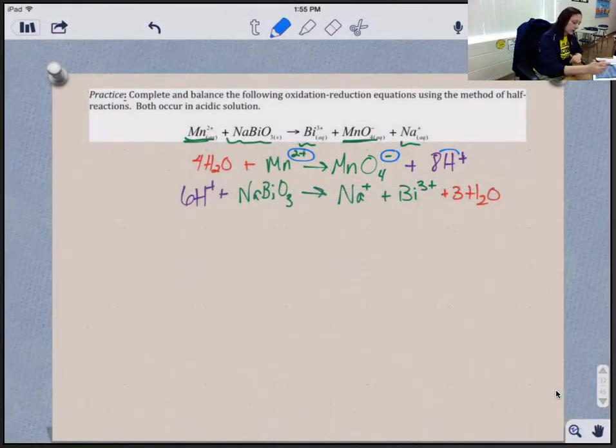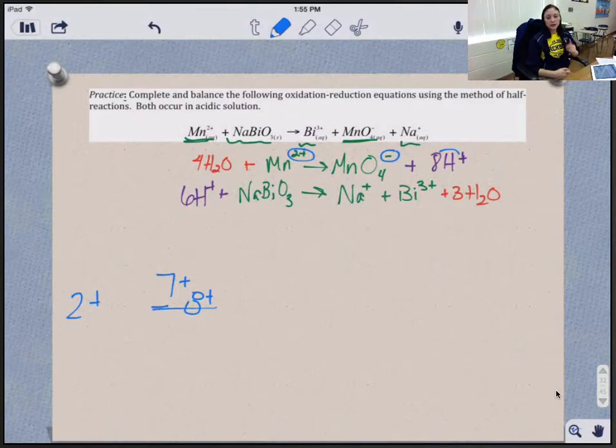So I'm going to take this off for a second. If we think through here, I've got 2 positives on one side, and I've got a negative and 8 positives, so I really only have 7 positives. I need to balance those out. I can't have 2 on the left and 7 on the right. It doesn't work that way. So I've got to get them equal. That means for this top one, I have to add 5 electrons to get it to balance, to both be 2+.